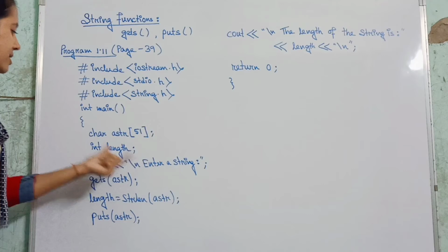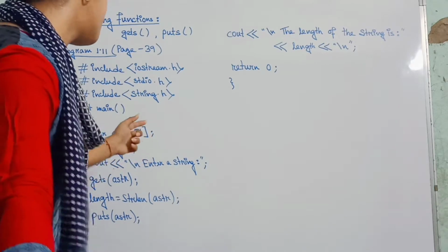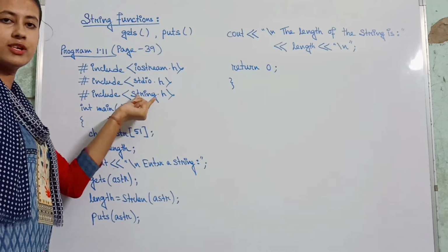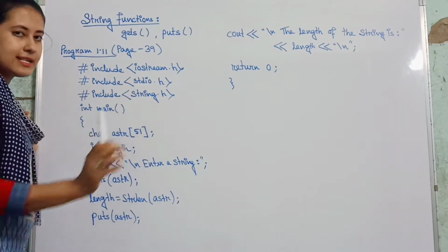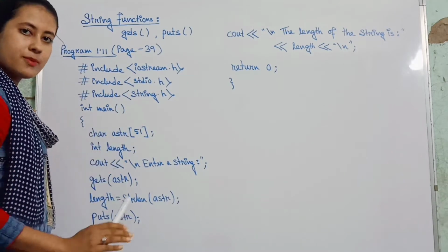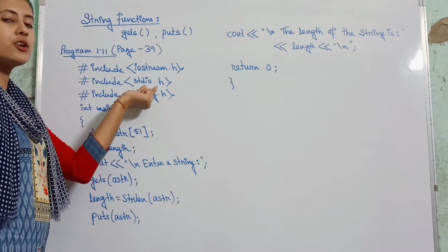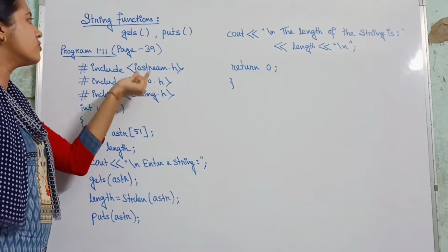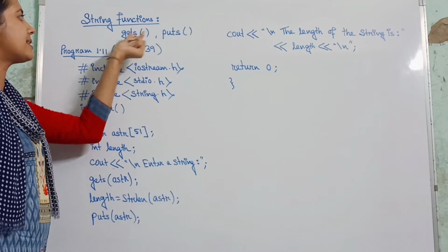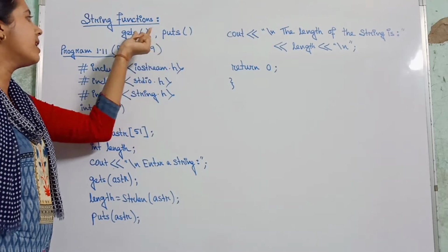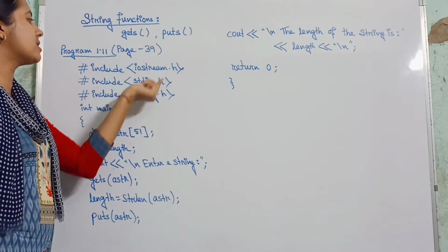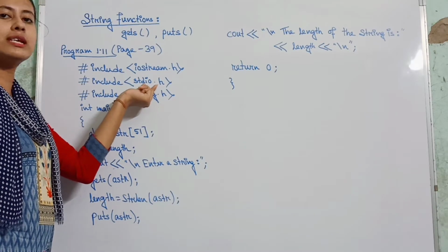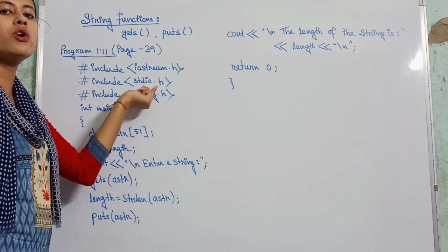For this, what we have written here, you see, first the header file iostream.h, then stdio.h, then string.h. Now iostream.h is clear. It has to be included in all the programs. Why have we used stdio.h? It is used for the gets and puts functions. The gets and puts functions are included in this stdio.h library, so if you don't include it, your program will show an error.